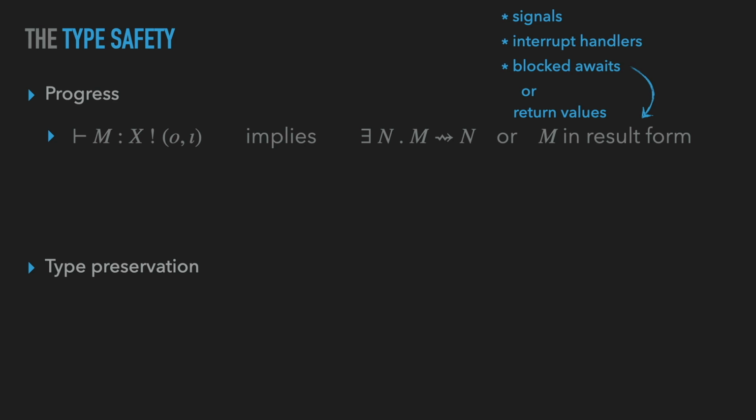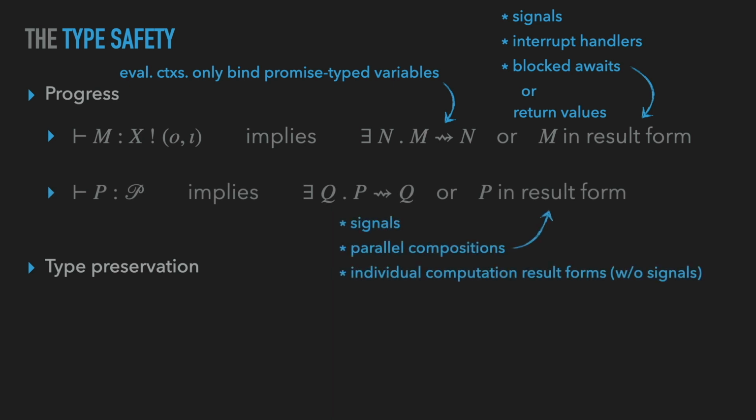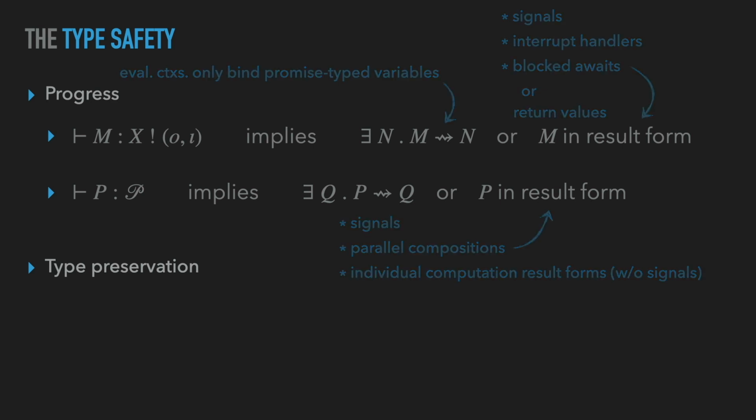And in order to ensure that M can take a step of reduction if it's not in a result form, we rely on evaluation context only binding promise type variables and not arbitrarily typed variables. For processes, the statement of progress is also unsurprising, and here a process is in a result form if, considered as a computation tree, it has signals towards the root, parallel compositions in the intermediate nodes, and individual computation results at the leaves.